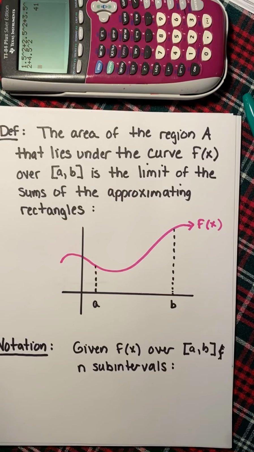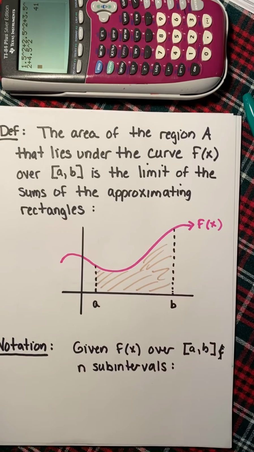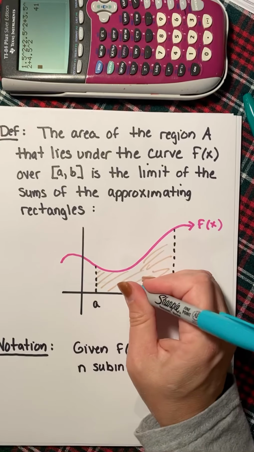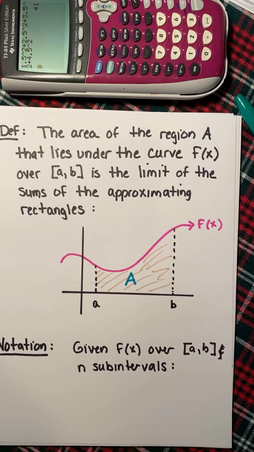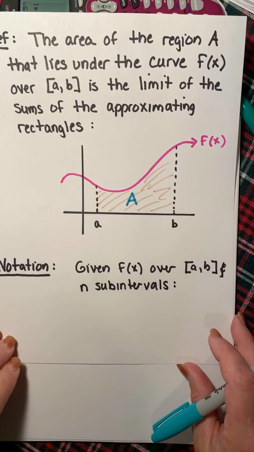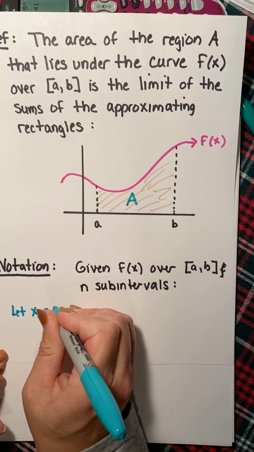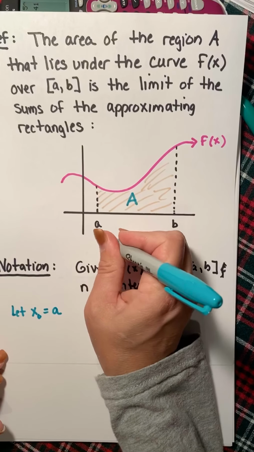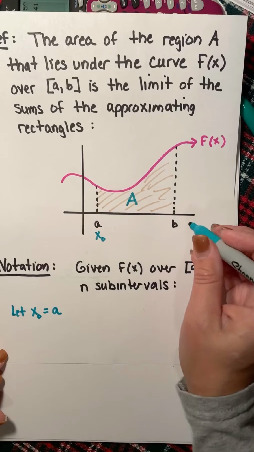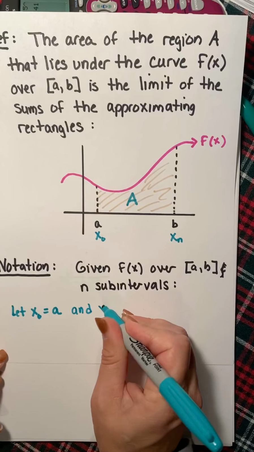So the definition, the area of a region that lies under the curve, so this is the area we're looking for or interested in, we'll call it area A, is the limit of the sums of the approximating rectangles. The notation, given a function f of x over an interval [a, b] in n subintervals, we let x sub 0 equal the leftmost endpoint, so we'll call that one x sub 0, my first x. And then I'm going to call my last x, or the right endpoint, x sub n.